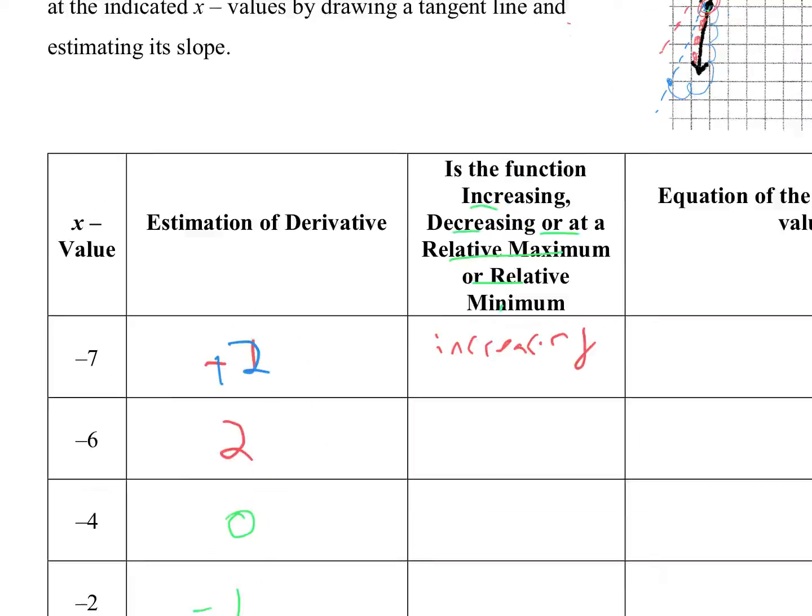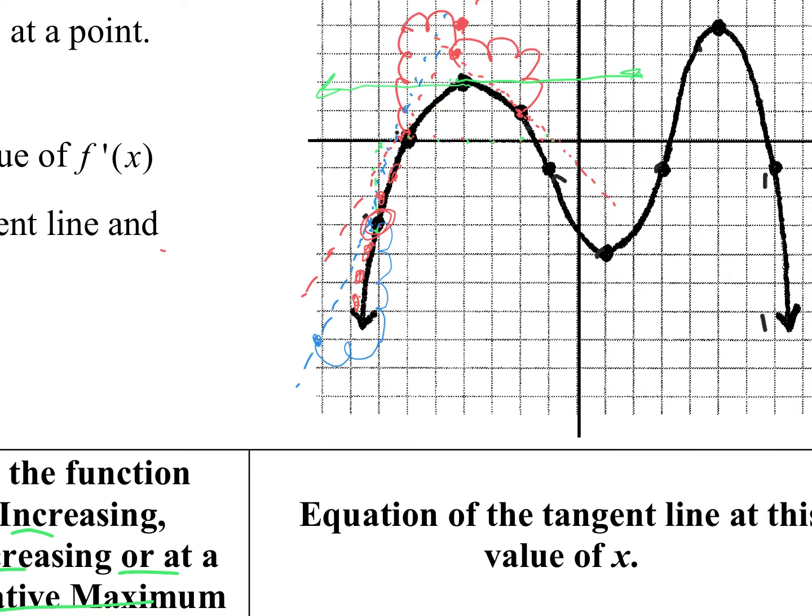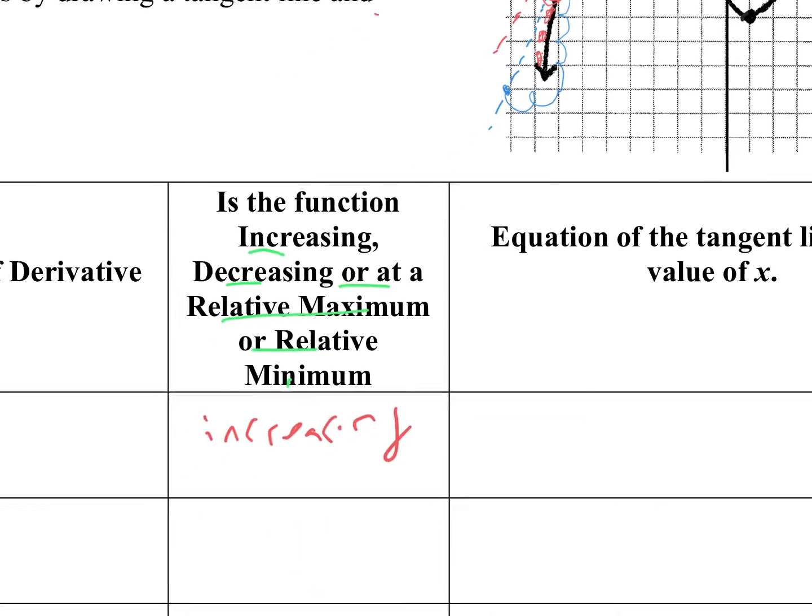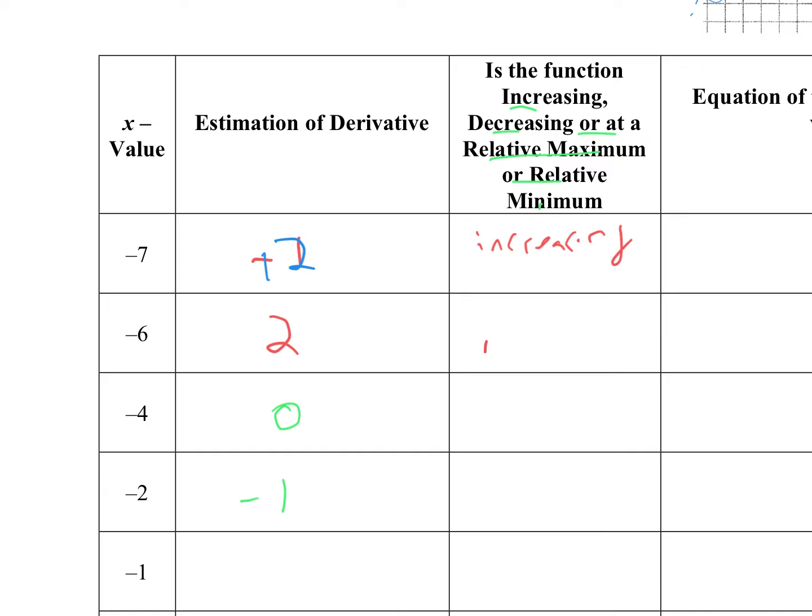Let's do the -6. Well, I already gave you that answer. -6, that was 1, 2, 3, 4, 5, 6. That's also increasing, right? Because it's a positive slope. You can look at the slope. If the slope was positive in both places, then it's increasing at both.